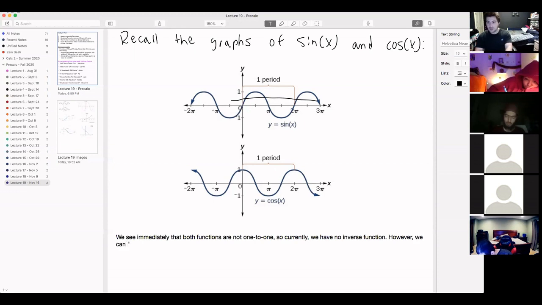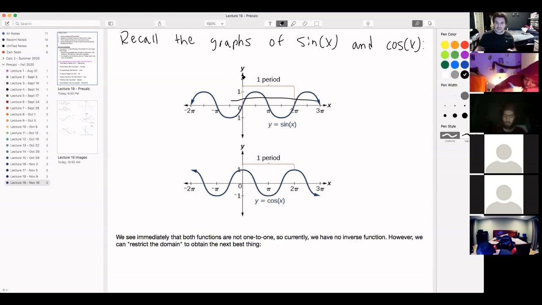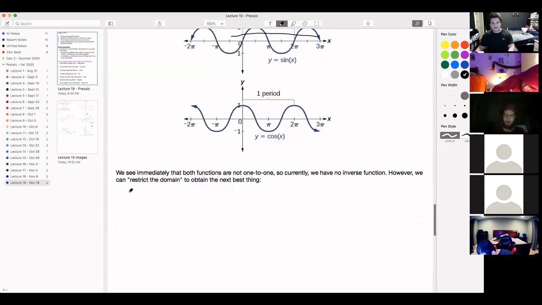we can, quote unquote, restrict the domain to obtain the next best thing. So I'm going to now explain what it means to restrict the domain. Let's put a rigorous footing on what that means. Definition, here we go.